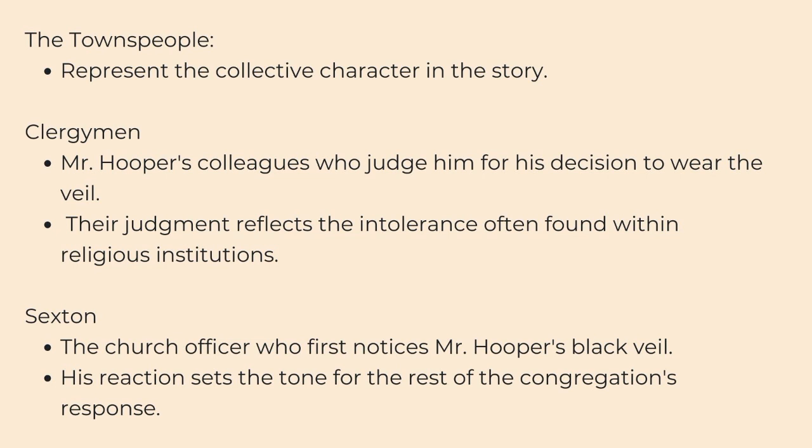Then, the fourth one is the clergymen. These are Mr. Hooper's colleagues who judge him for his decision to wear the veil. Their judgment reflects the intolerance often found within religious institutions. And the last one is the sexton. He is the church officer who first noticed Hooper's black veil. His reaction sets the tone for the rest of the congregation's response. And those are the characters of the story.